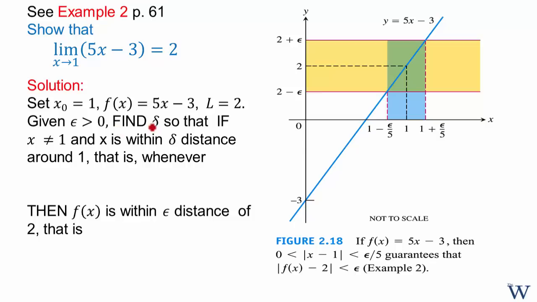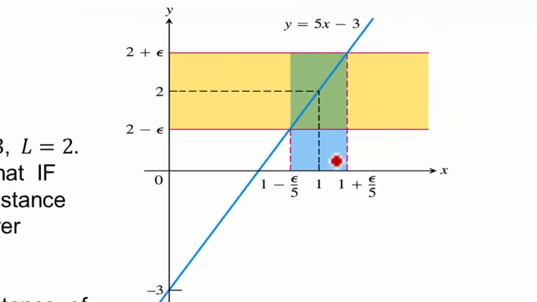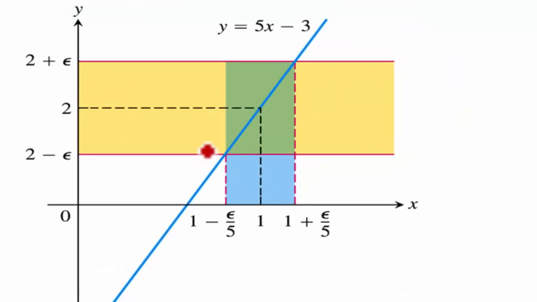So our goal is to find delta so that even if x is not equal to 1 and x is within delta distance around 1, that is, whenever |x minus 1| is less than delta, then f(x), that means the y values, differing from 2 would be less than epsilon. Okay, so our concern is we're given this epsilon right here.